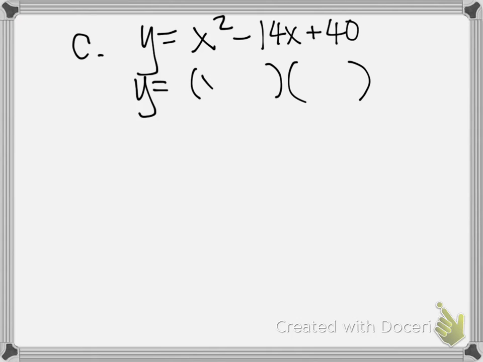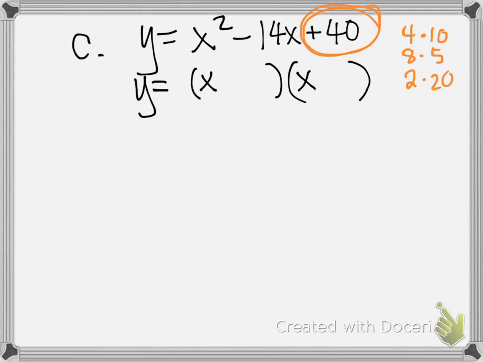And then remember, x squared is x times x. And then we look at this last term. Don't worry, we're going to go over factoring again real soon. Positive 40. So numbers that multiply to give me 40 would be 4 times 10, 8 times 5, 2 times 20, and I think that's it.